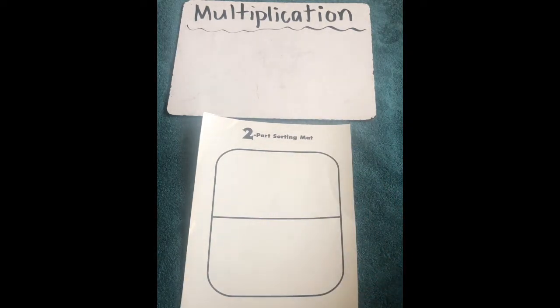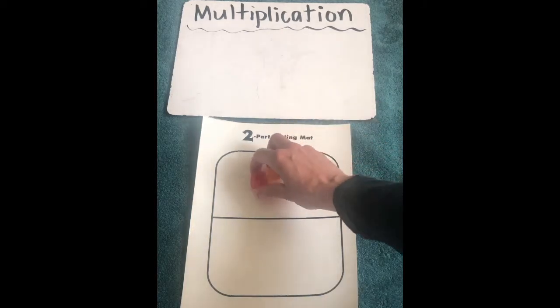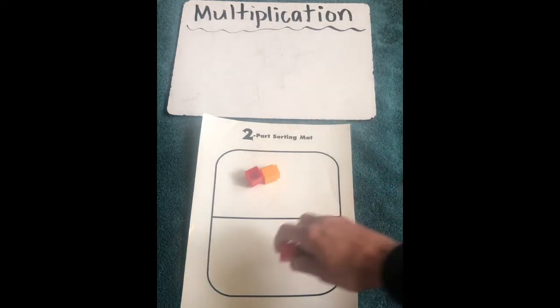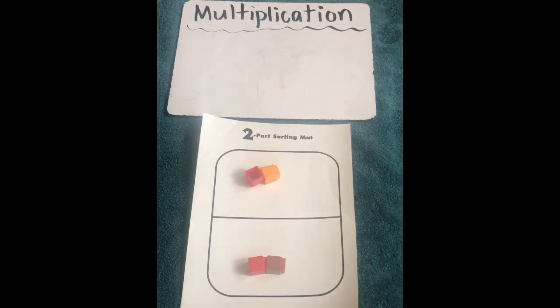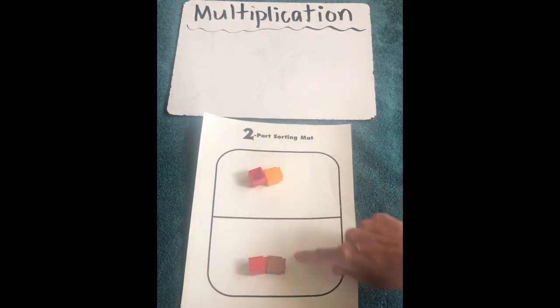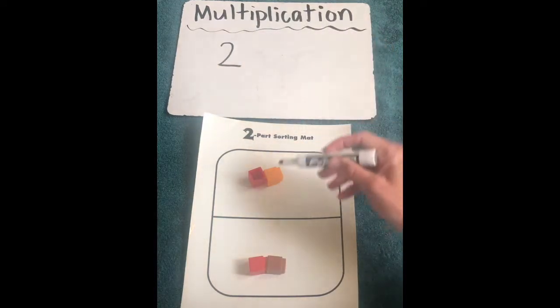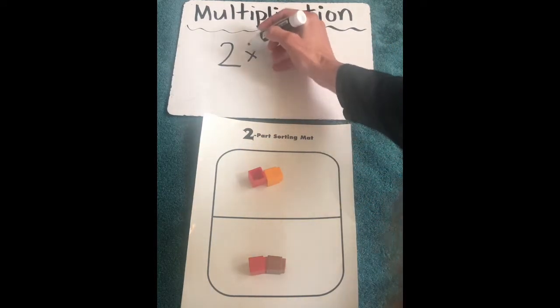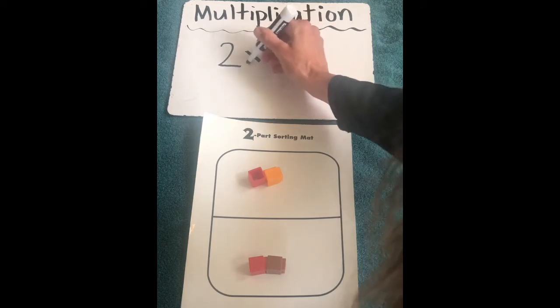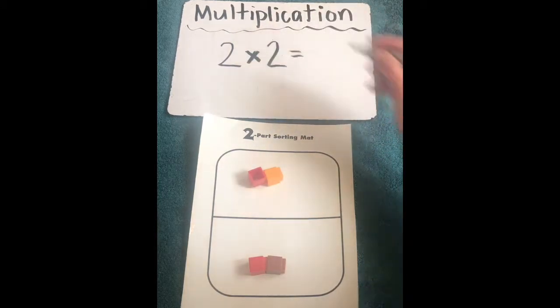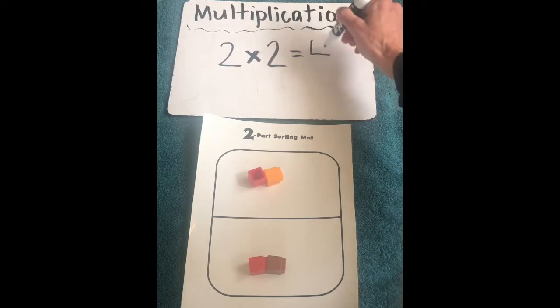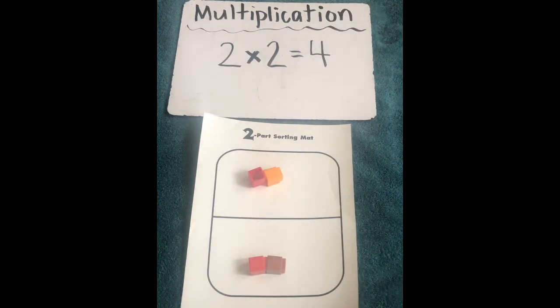So I'm going to start with some cubes. And remember, multiplication is equal groups. So if I put some in one group, I need to have the same amount in another group. So right here, you can see that I have two groups of 2. And when we add them together, that's 4. When we multiply them together, we use a times symbol. 2 times 2, because we have two groups of 2, equals, altogether we have 4. 2 times 2 equals 4.